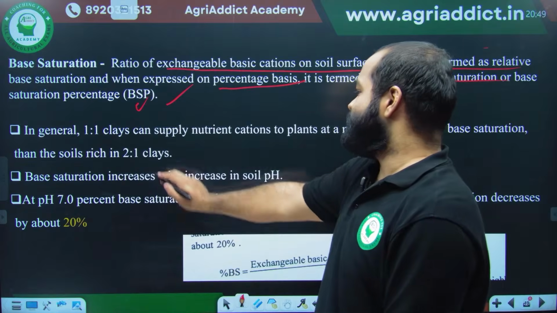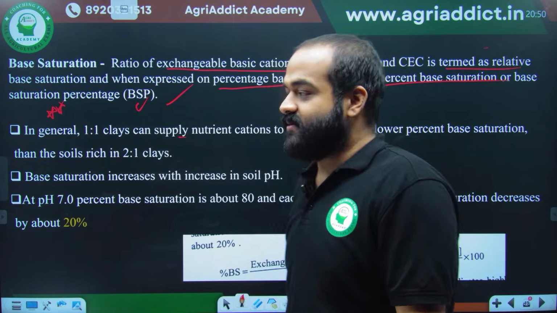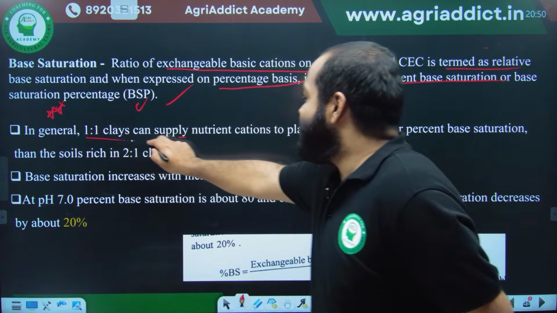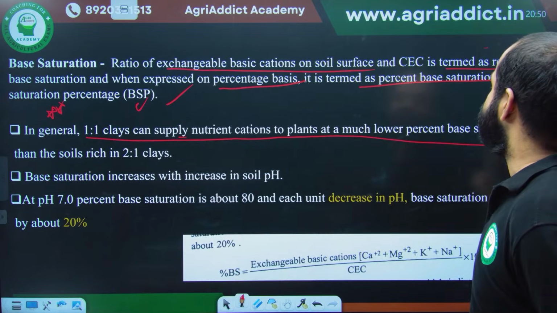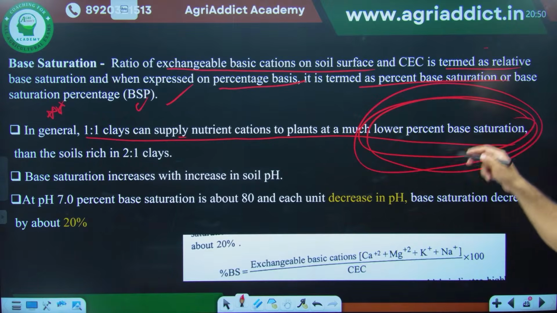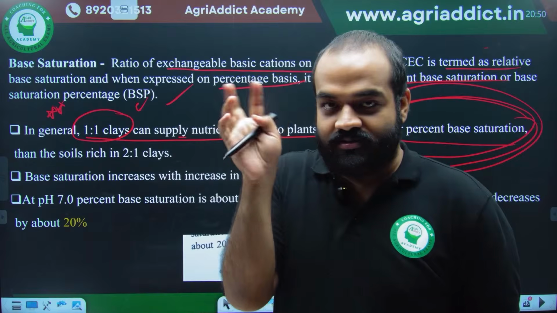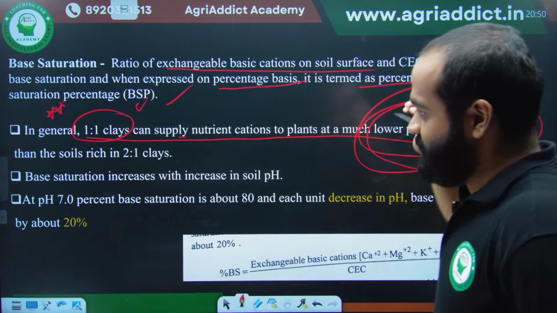In general, 1:1, this statement is very important, okay? Remember this: 1:1 clay can supply nutrient cations to plants at a much lower percent base saturation. Much lower percent base saturation in 1:1, okay? You might have some problem understanding this, but you should remember it.